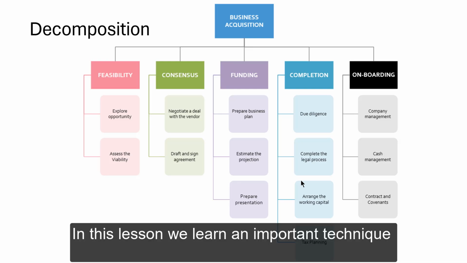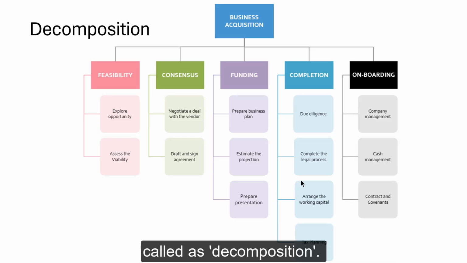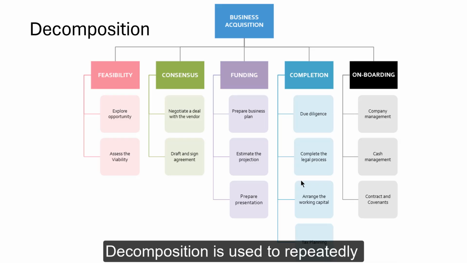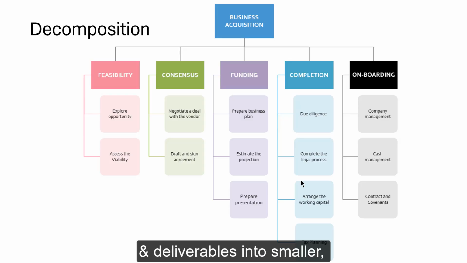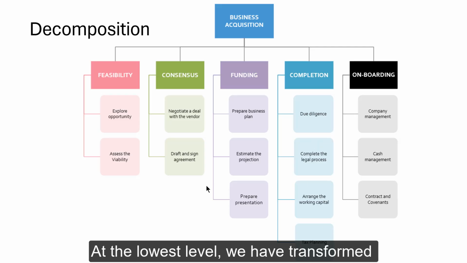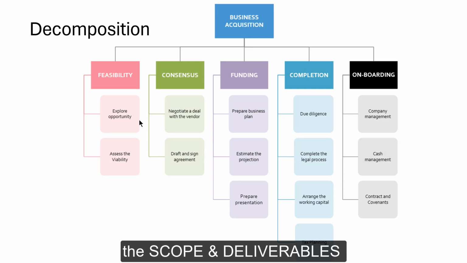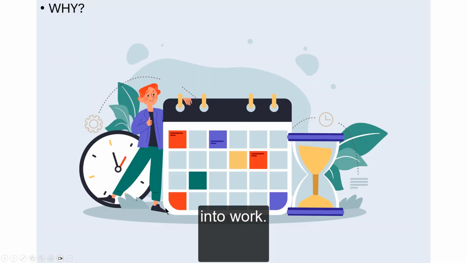In this lesson, we learn an important technique called decomposition. Decomposition is used to repeatedly divide, that is, break down the project scope and deliverables into smaller, more manageable parts. The lowest level of breakdown is called work packages. You can see all of these are work packages. At the lowest level, we have transformed the scope and deliverables into work.